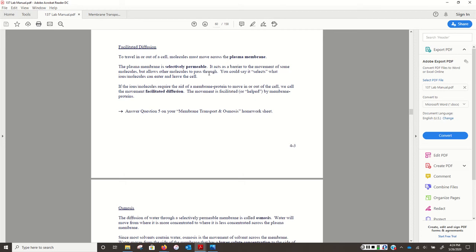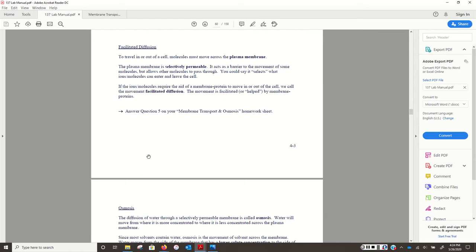So when something is moving in or out of our cells, chances are it's crossing through one of those proteins, and what we do is we call that facilitated diffusion. Now, there are some times when things are moving in and out of our cells, but it requires energy. That is not facilitated diffusion. That is something else, and that's something that's covered in lecture.